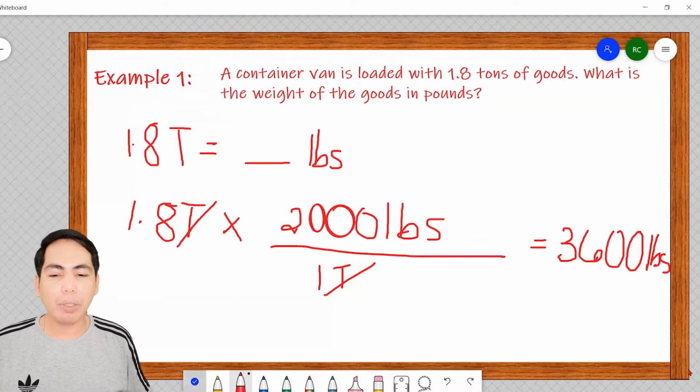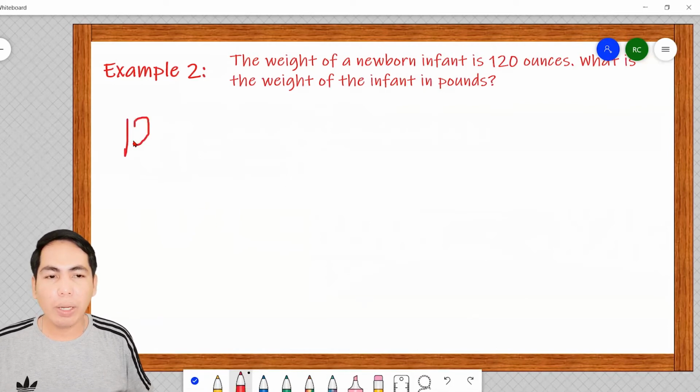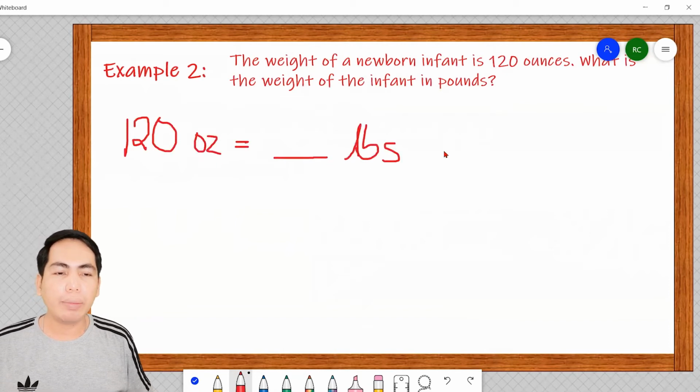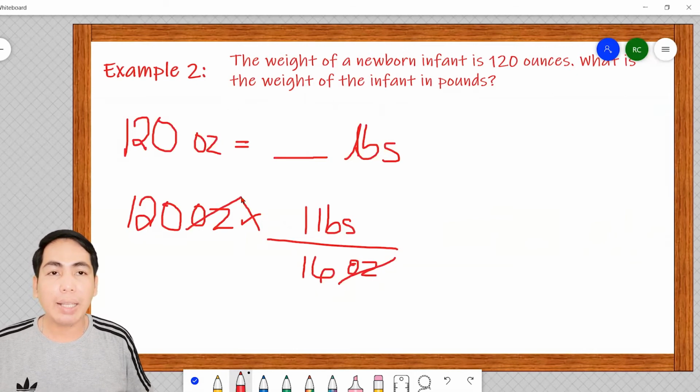So let us have example number 2. The weight of a newborn infant is 120 ounces. What is the weight of the infant in pounds? So in here, we are going to convert this 120 ounces into pounds. We know that for every pound, there are 16 ounces. So we are going to multiply this 120 ounces by the ratio of 1 pound is to 16 ounces, so that the unit ounces can be cancelled out.